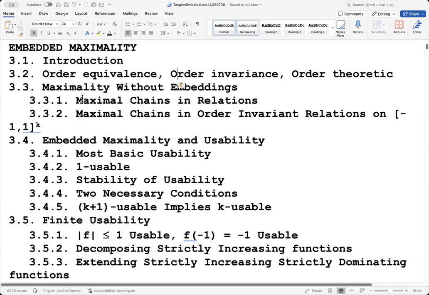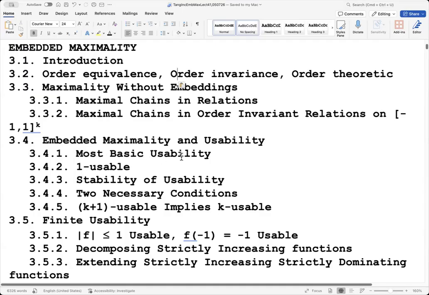All right. We have maximality without embeddings in the pure math chapter 2. We haven't talked about that for a long time. We have embeddings without maximality. We start here with maximality without embeddings, and then we go to maximality with embeddings, i.e. embedded maximality. And this is all elementary stuff that's been around a long time. Embedded maximality and usability. I did a little polishing here.